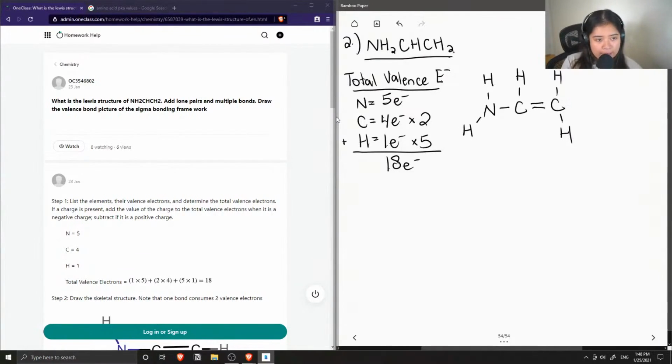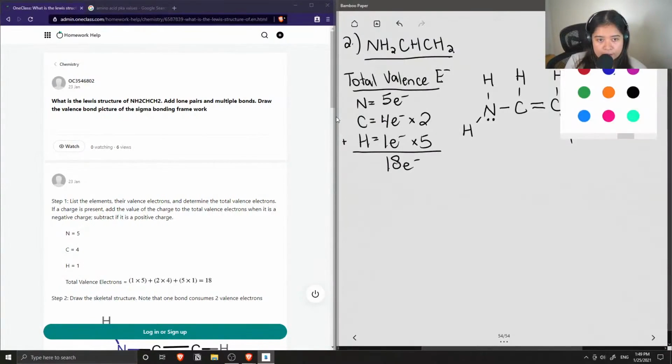And if we count out all the electrons I've drawn so far, each bond contains 2 bonding electrons. We have 8 bonds, so we only have 16 electrons drawn so far. For the remaining 2, I'm just going to add them as a lone pair on my nitrogen. So this is the final Lewis structure of our compound.